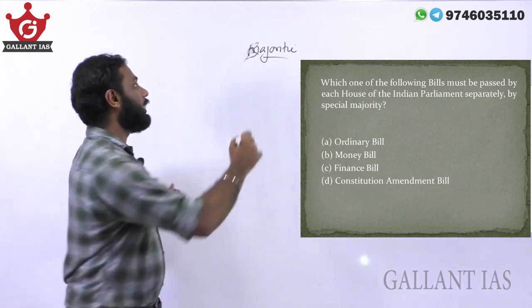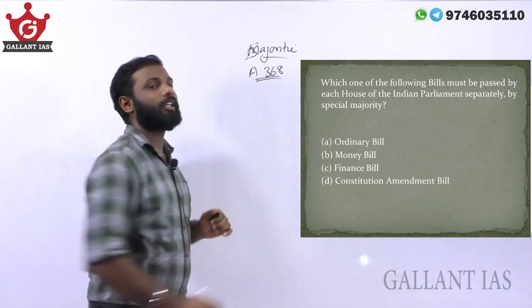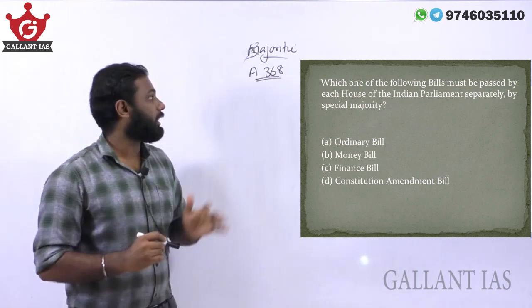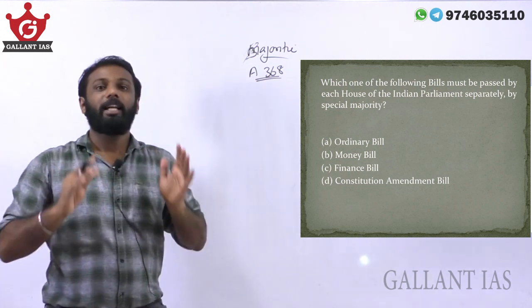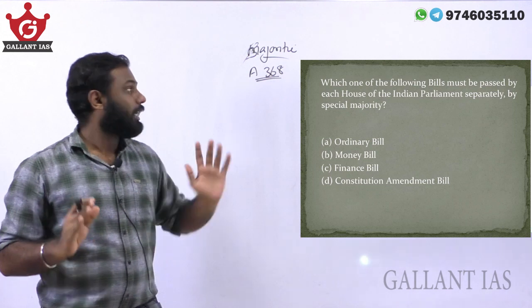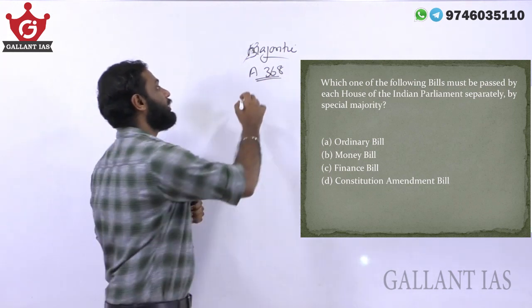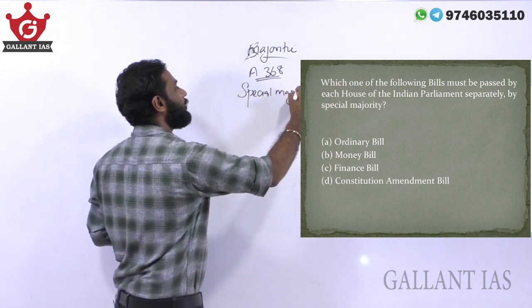Let's note down regarding Article 368, that is regarding Constitutional Amendment Bill. See, the Constitution provides for a special procedure for getting amended. In that, it says that if the Constitution has to be amended, the bill has to be passed separately by both the houses using a special majority.